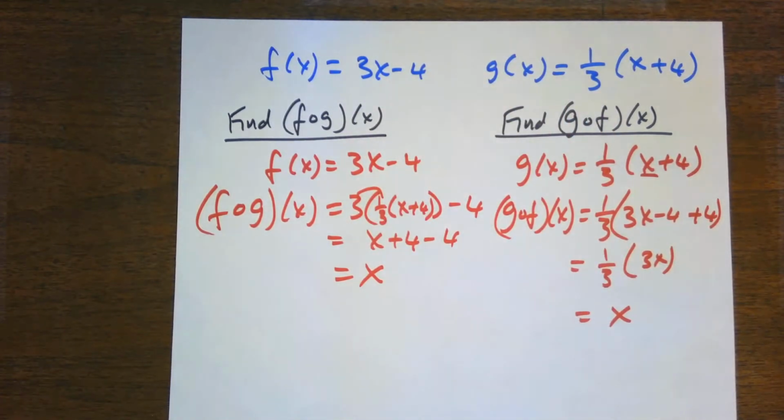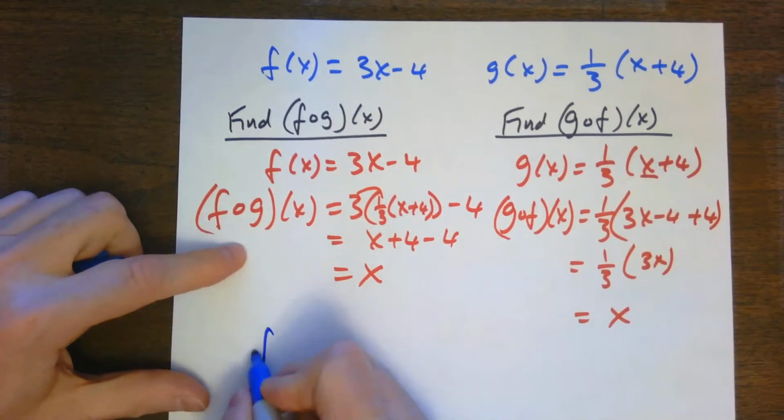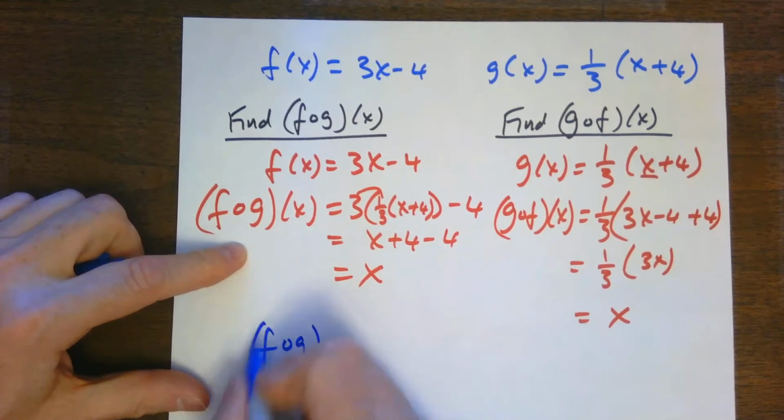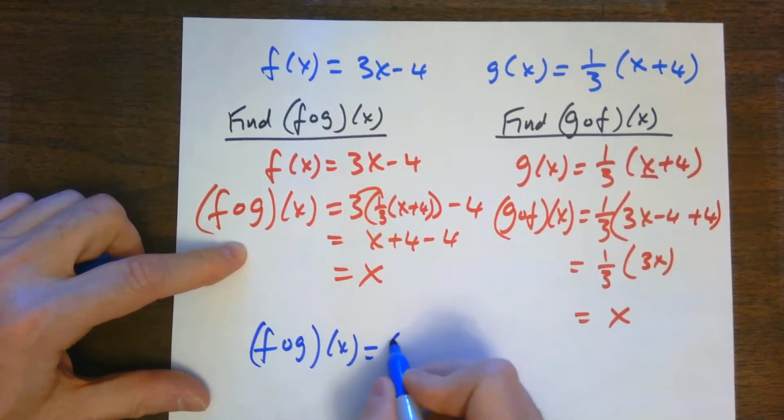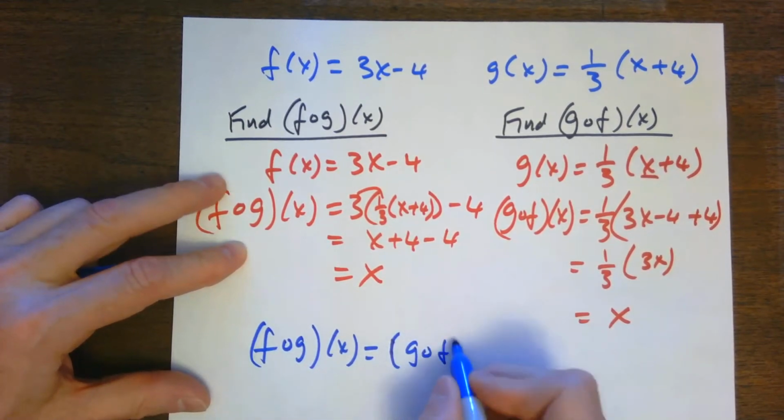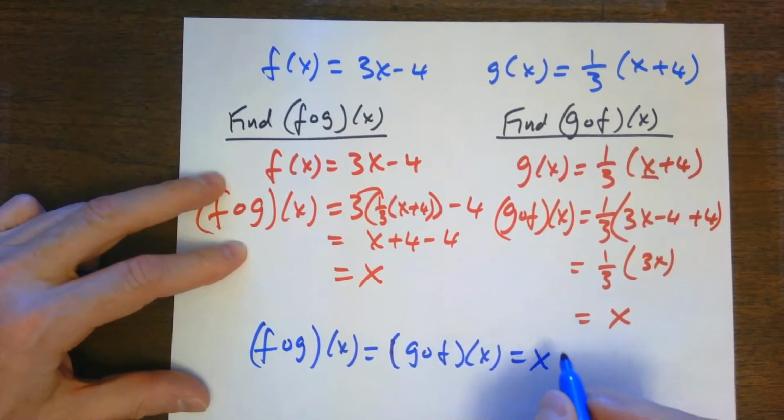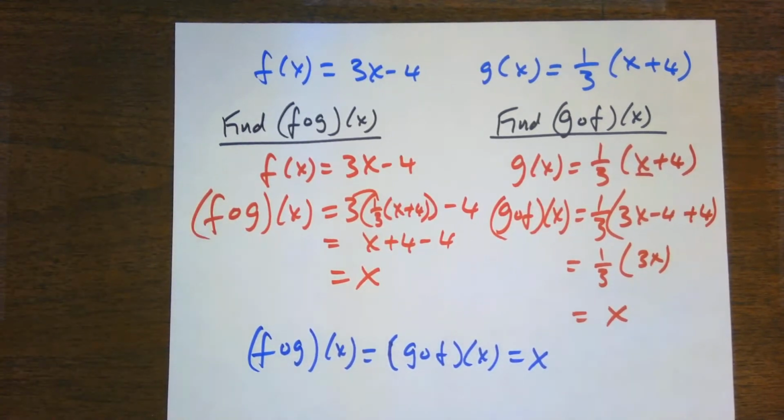These two functions are inverses of each other because f of g of x is the same thing as g of f of x, which was just x. There's a very special relationship here. These are inverse functions of each other.